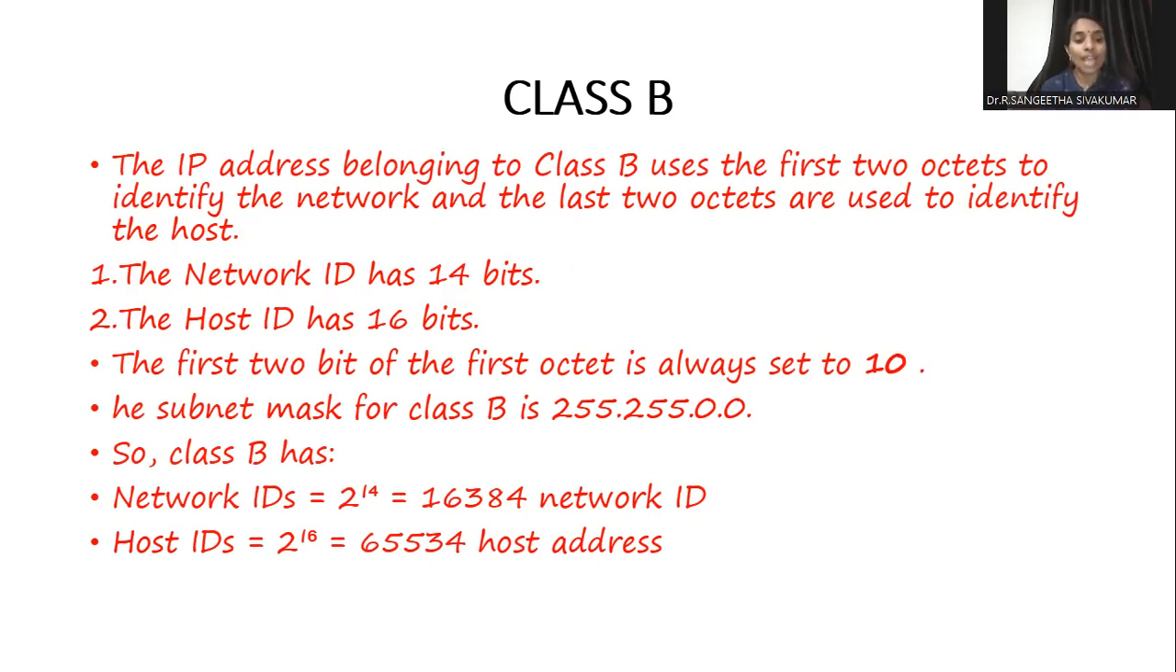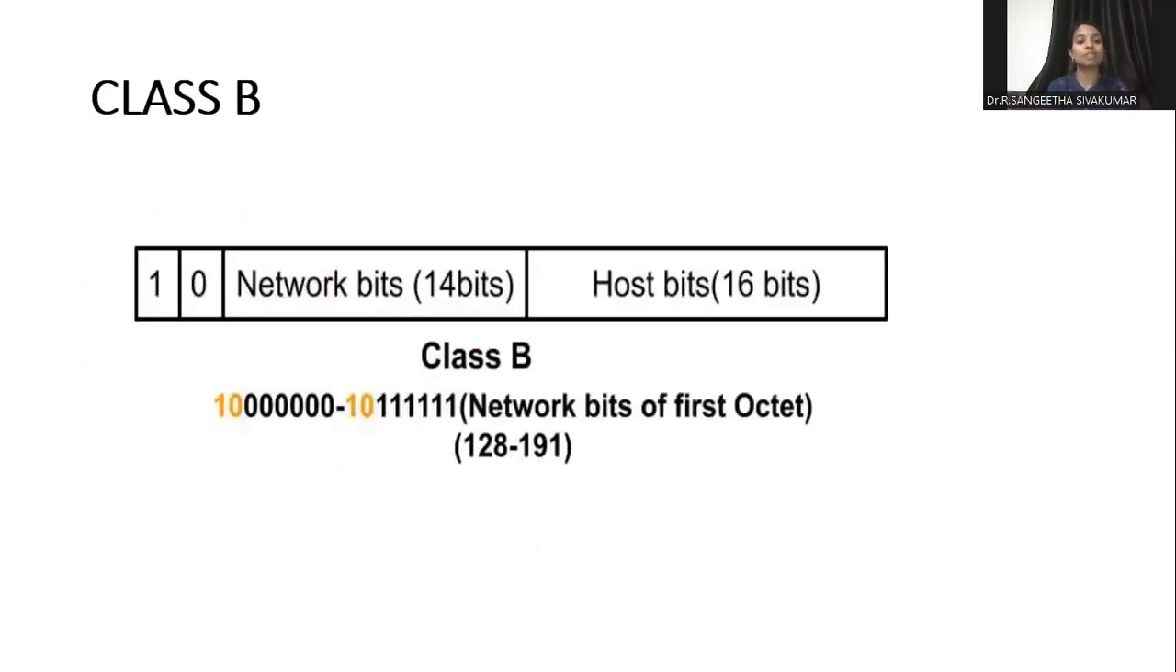Here the network ID and the host ID are calculated, as you can see in the presentation. The network ID count is 2 power 14, where you get 16,384 network IDs. And the host count is 2 power 16, where you get 65,534 host IDs. So this is the view of a class B address, where you have 14 bits for network bits and 16 bits for host bits. Usually it starts with 10.